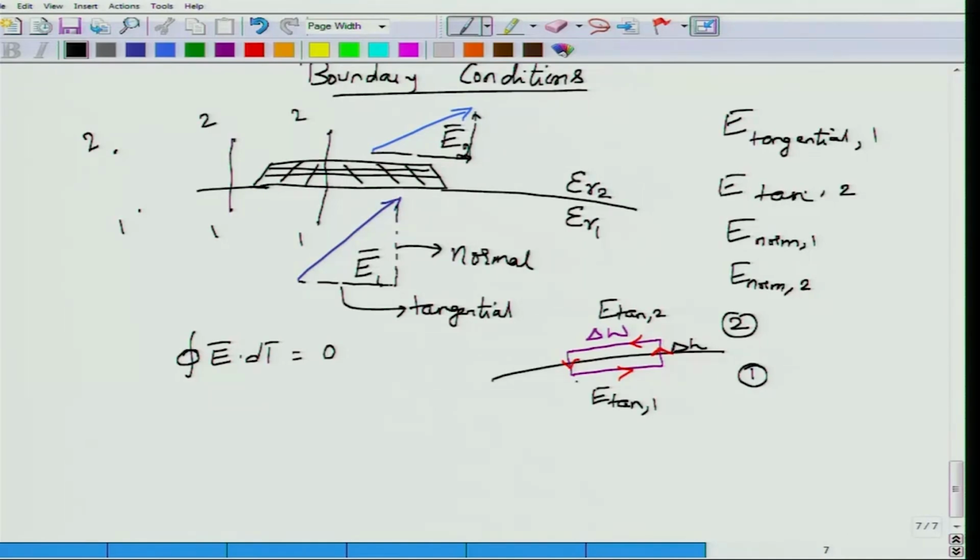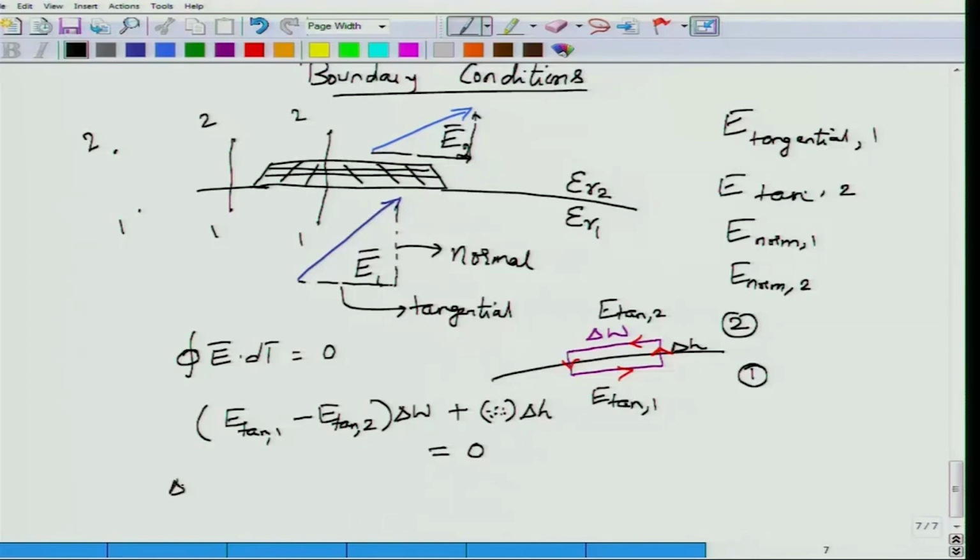So if I apply the line integral expression to this path, what I get is E tan 1 minus E tan 2, multiplied by delta w, plus some terms that contain delta h. This would be equal to 0. The terms that contain delta h will be the normal electric fields. It is E tan 1 minus E tan 2 because the path is along one direction, and the path in the other medium is directed opposite to the path in the first medium.